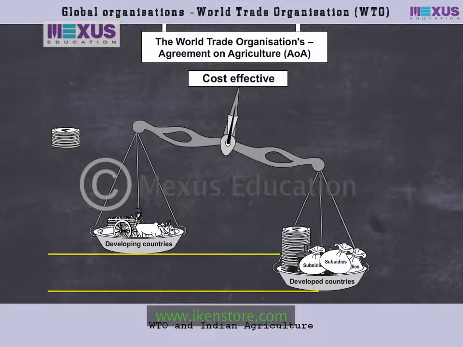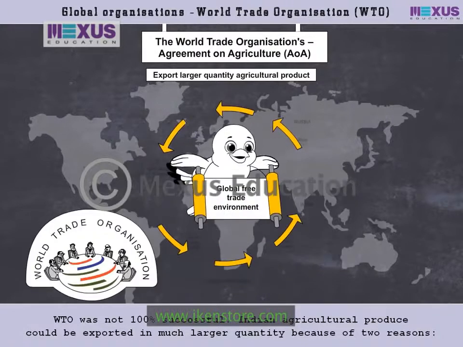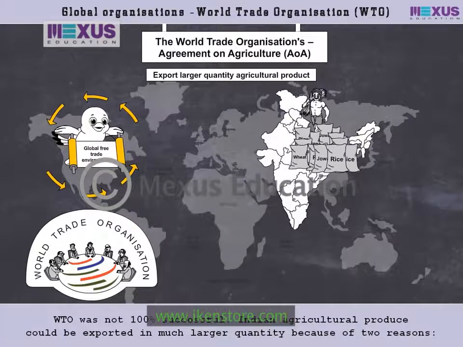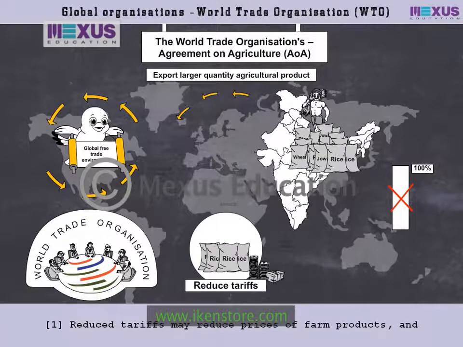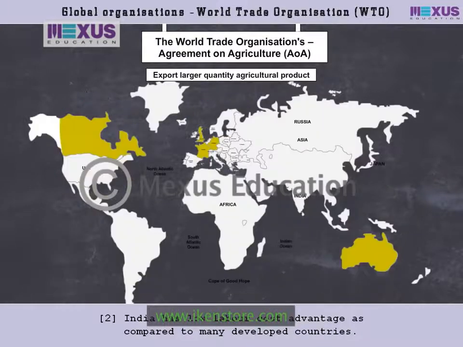WTO and Indian agriculture. It was expected that WTO would create a free trade environment, but it was not 100% successful. Indian agricultural produce could be exported in much larger quantity because of two reasons. First, reduced tariffs may reduce prices of farm products. And second, India has a low labor cost advantage as compared to many developed countries.